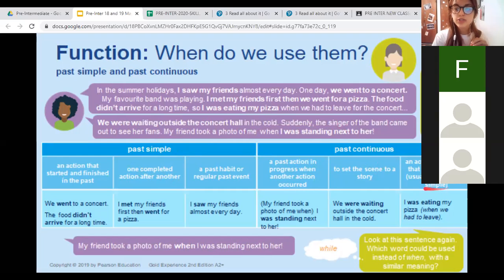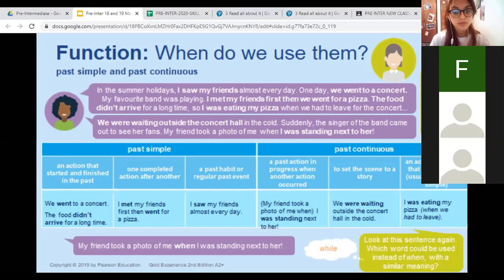And the last use is one in which we have an action in progress in the past. So I was eating my pizza, and then an action that interrupts it. The action that is in progress is usually in the past continuous. And the action that is the interruption is usually the past simple. Yes? So I was eating my pizza. That action was in progress. And this one interrupted it. We had to leave. I could not finish my pizza.